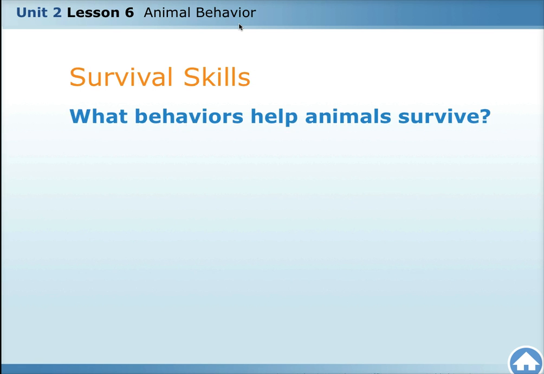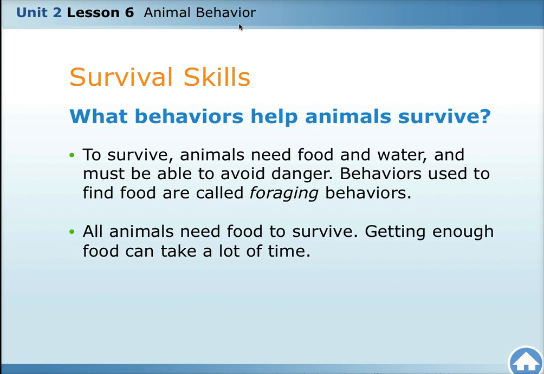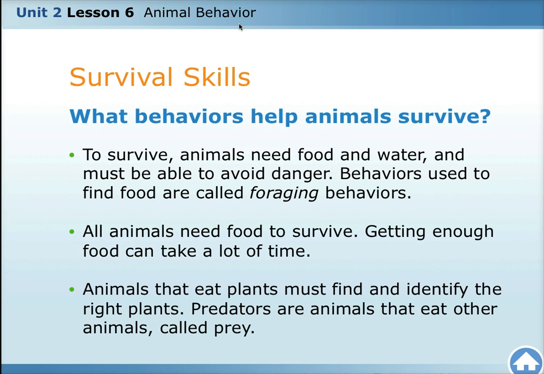So what behaviors help animals survive? On page 154 in your text. To survive, animals need food and water and must be able to avoid danger. Behaviors used to find food are called foraging behaviors. All animals need food to survive. Getting enough food can take a lot of time. Animals that eat plants must find and identify the right plants. Predators are animals that eat other animals, called prey.